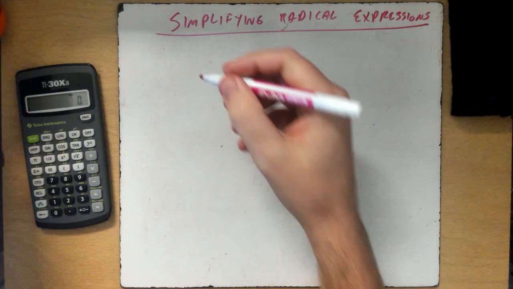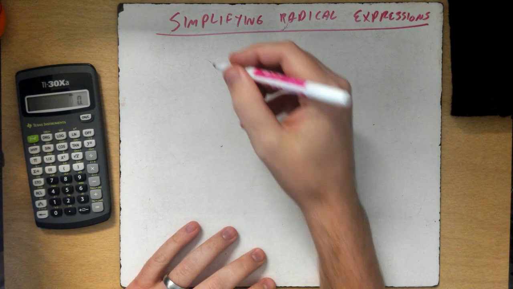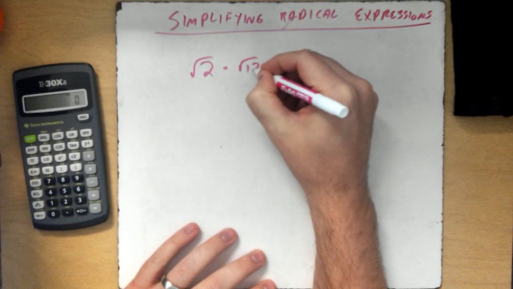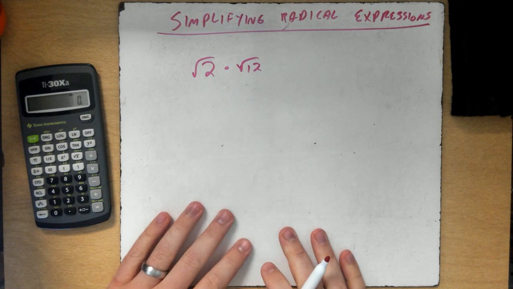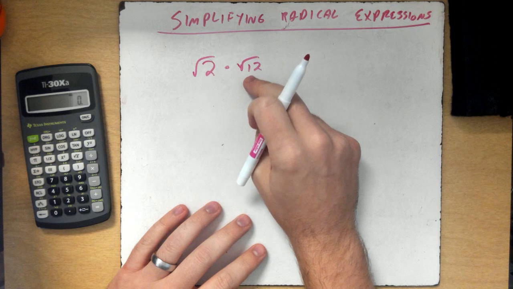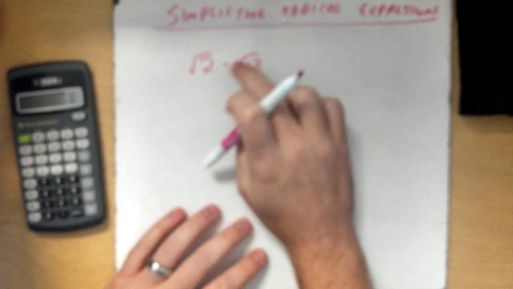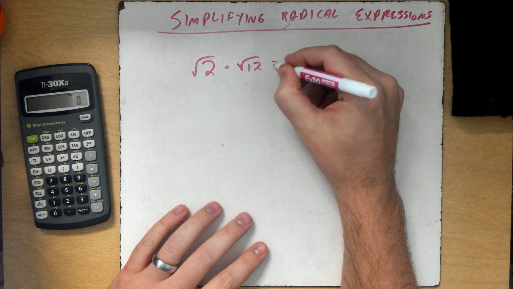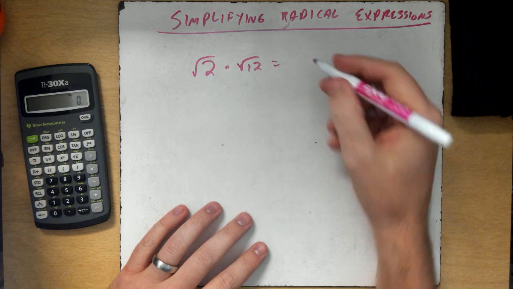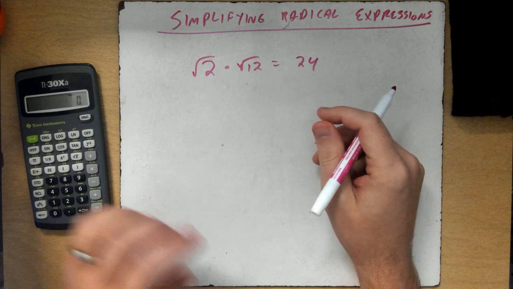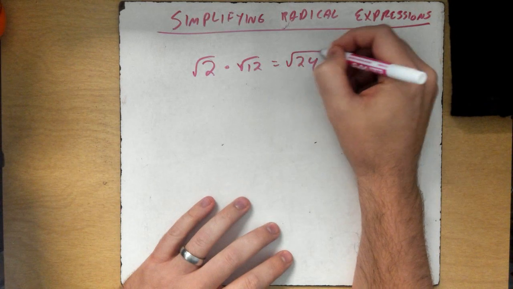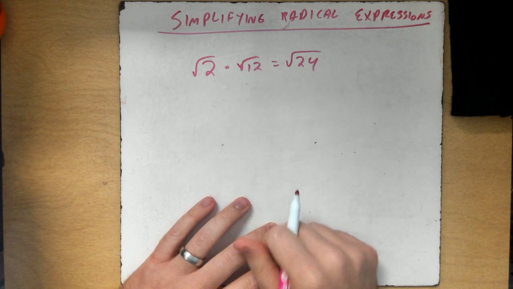So let's say we have two radicals being multiplied to each other. Let's do the square root of 2 times the square root of 12, okay? When you multiply numbers together that both have square roots, you can multiply the numbers together and keep the square root. So for example, 2 times 12 gets us 24, and then we keep the square root like that. So square root of 24, okay?